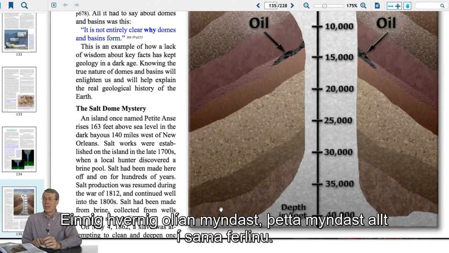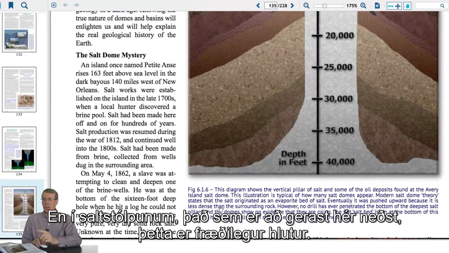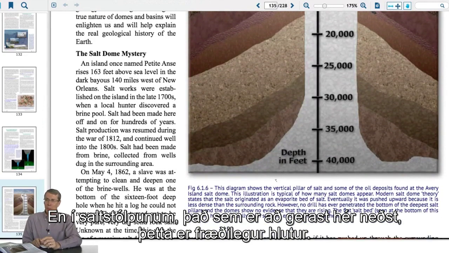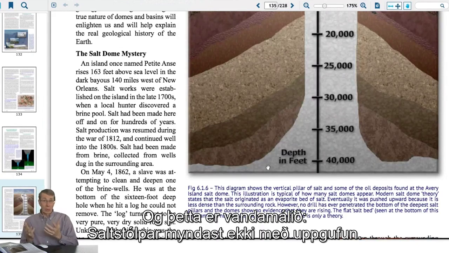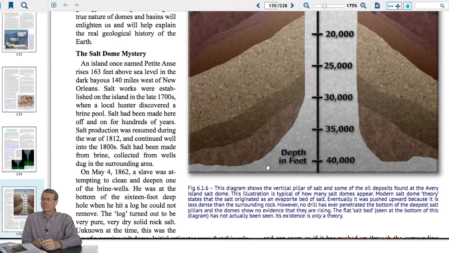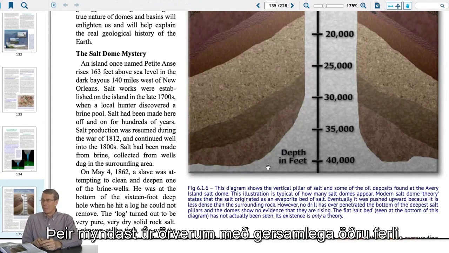It's all made in the same process. But these salt domes, what's going on down here at the bottom, this is a theoretical thing. They thought the salt comes from evaporation. And that's the problem, is the salt domes are not coming from evaporation. They're actually coming from microbes out of an entirely different process.